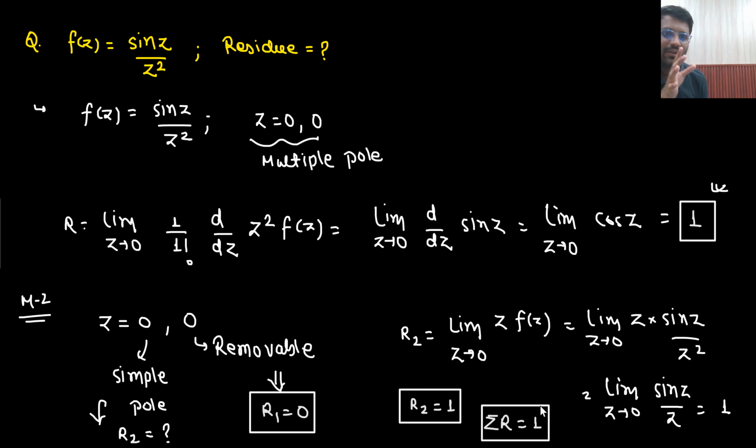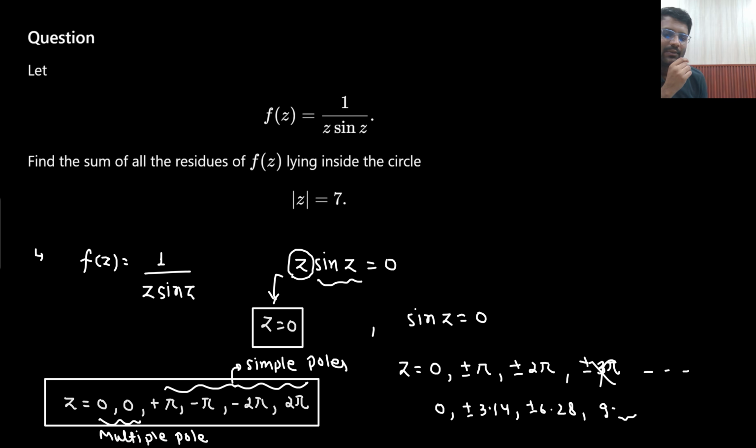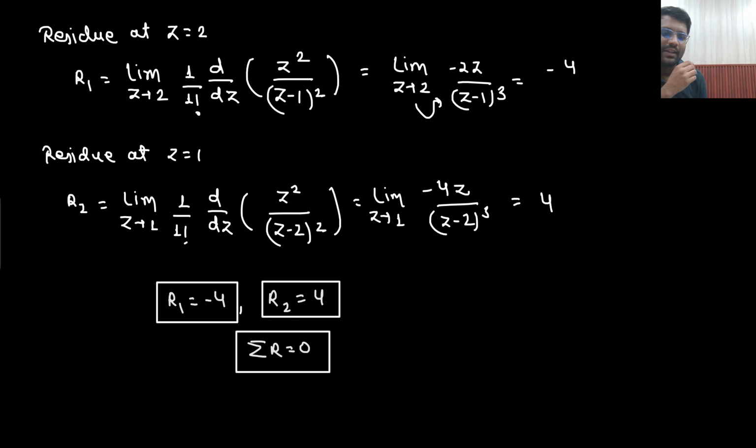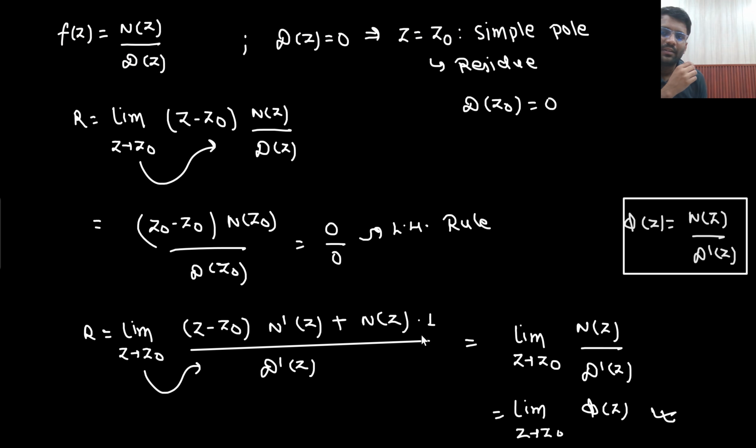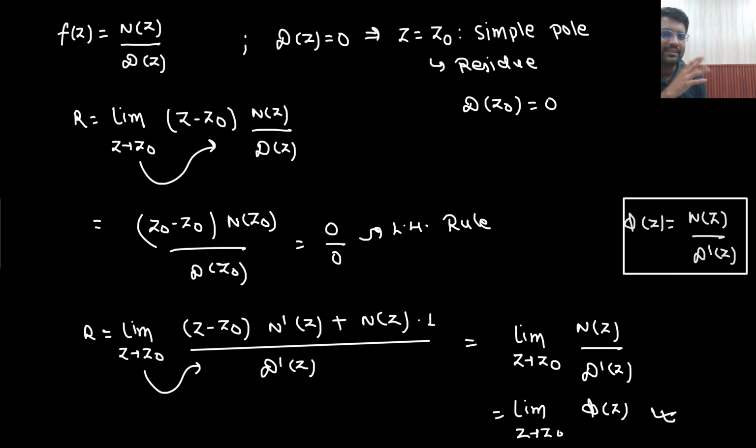Whether it is a simple pole, a removable pole or a multiple pole, for all three there is only one formula, which is this. Someone would say that sir, we have another formula for the simple pole: numerator as it is, differentiation of denominator. But that has come from here only. It has been derived from here. So the method is the same for all three.